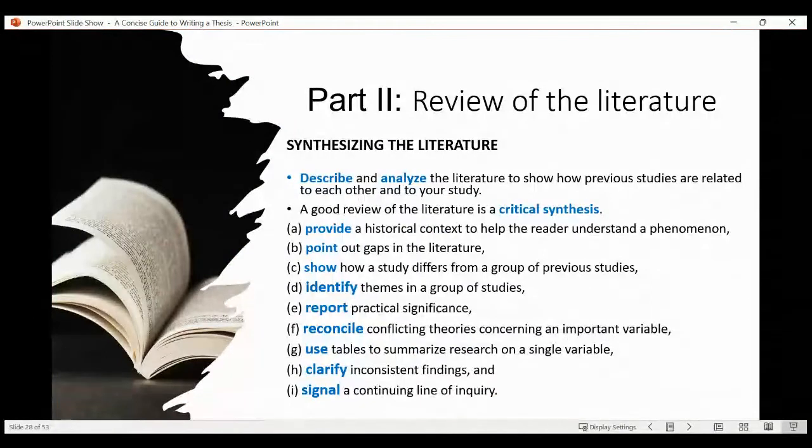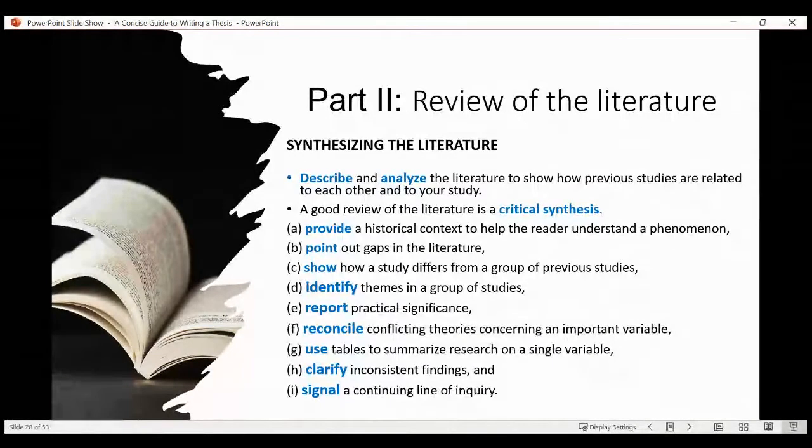Synthesis. This is the most important part in your literature review. Describe and analyze the literature to show how previous studies are related to each other and to your study. This is the key to analyzing and synthesizing the literature review. A good review is a critical synthesis. It's not just summarizing the whole 10 articles. This is not a review. You need to synthesize critically.